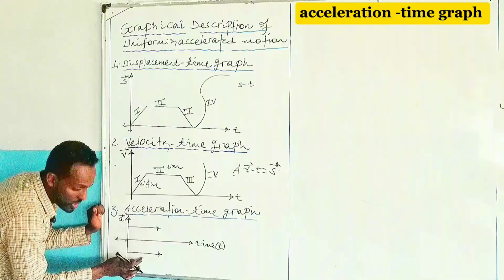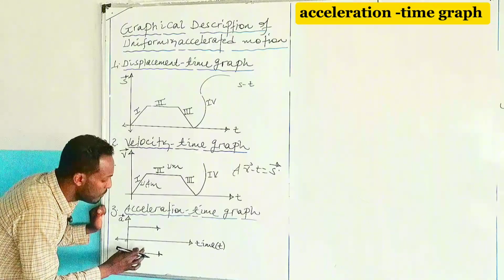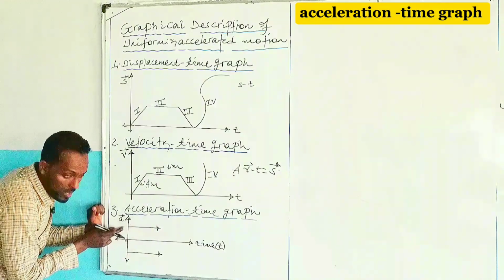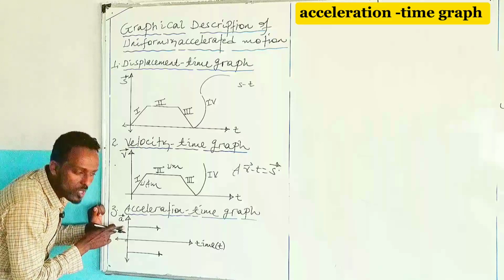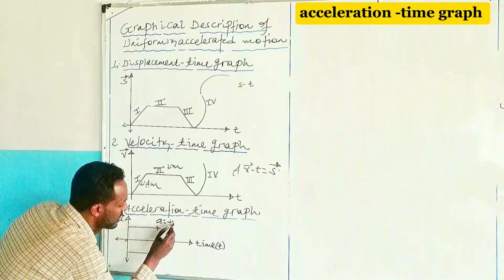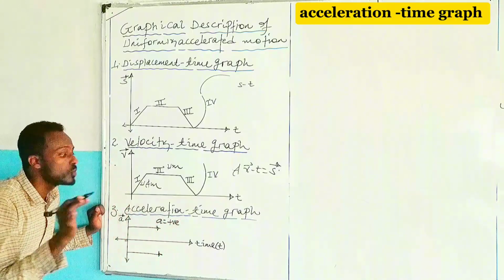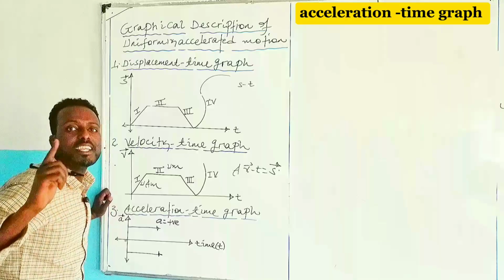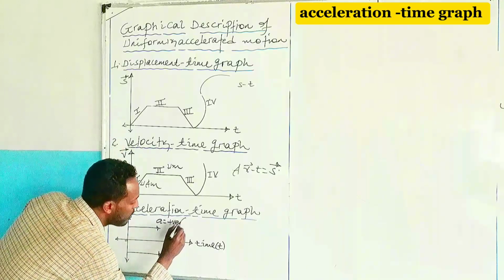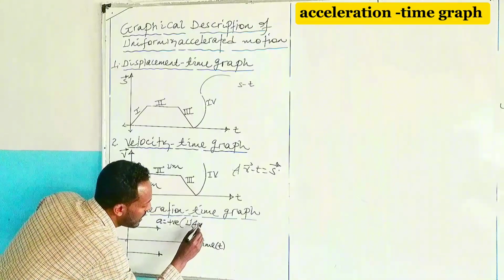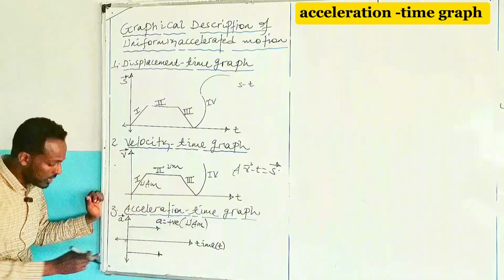Here it is constant, and here it is constant too. But in this case, the acceleration of the object is above 0, which is positive. A is positive, but it is constant, which means that the velocity of an object is increasing linearly with time, which means that the motion of an object is uniformly accelerated motion.